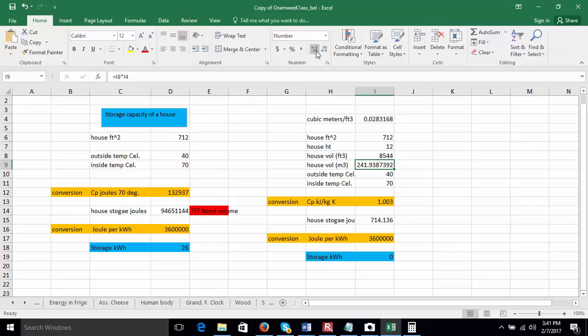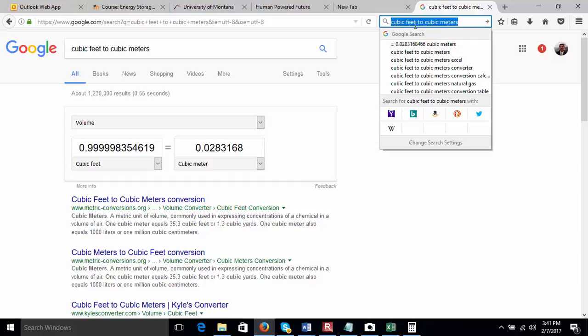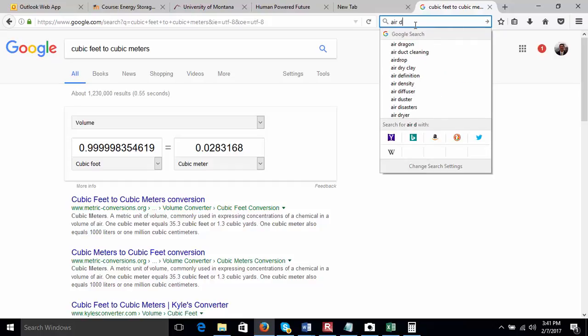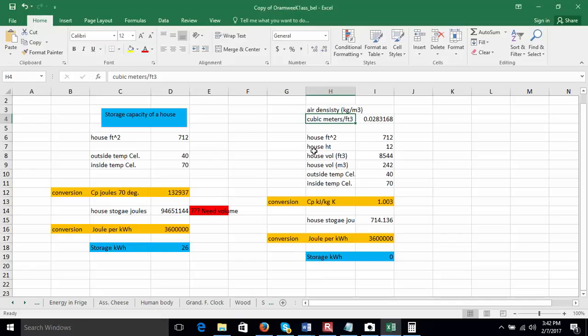Shawnee, you like to use this thing, right? Nope, that one. There we go. 242 cubic meters. And now we want the air density. This is going to be kilograms per meter cubed. It's something like 1.02 at sea level. Air density 1.2. Let's just grab it. That's kilograms per cubic meter.